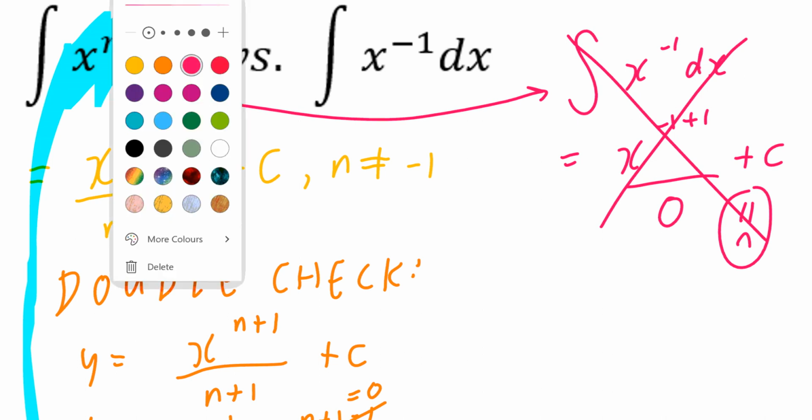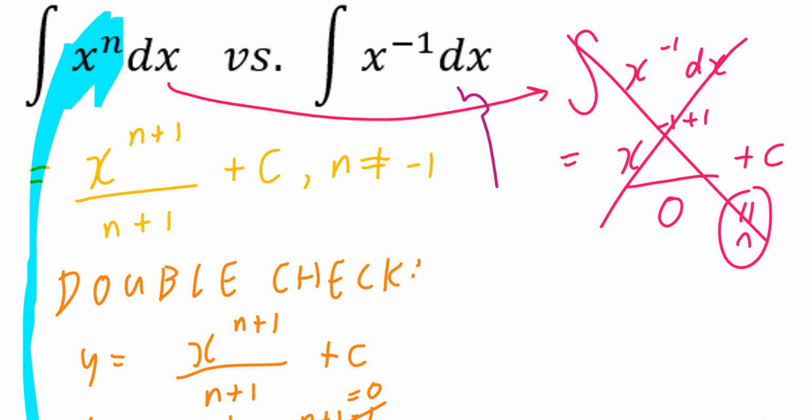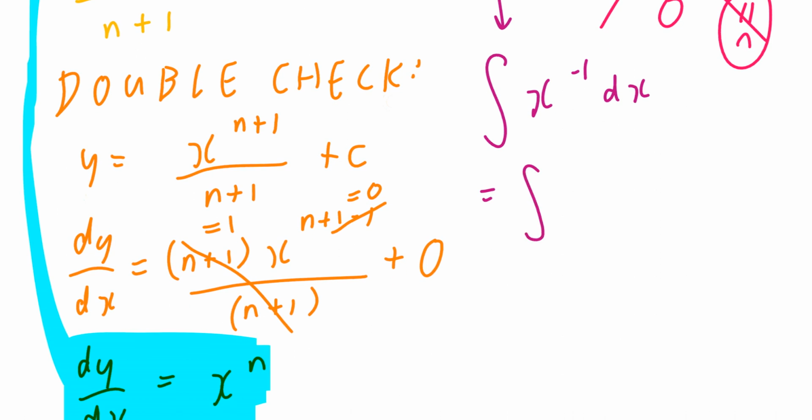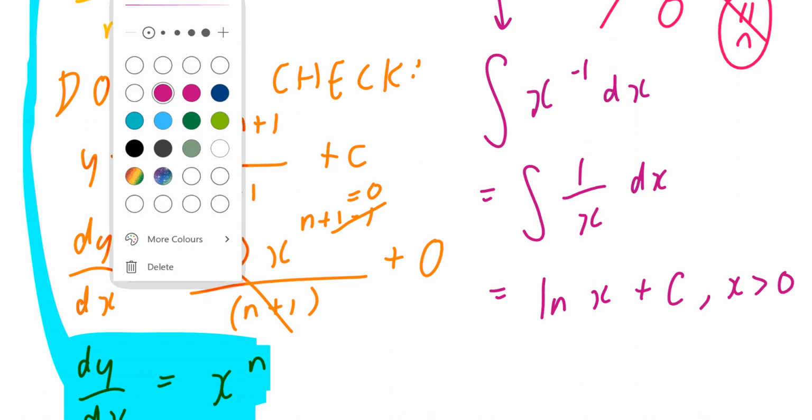So if you think about the second case, the antiderivative of x to the power of -1 with respect to x equals, if you like, you can rewrite this with positive exponents. So this equals the integration of 1 divided by x with respect to x. And again, if you think about this, this equals ln of x plus c. And of course, x must be positive, and you can always verify this by double checking.